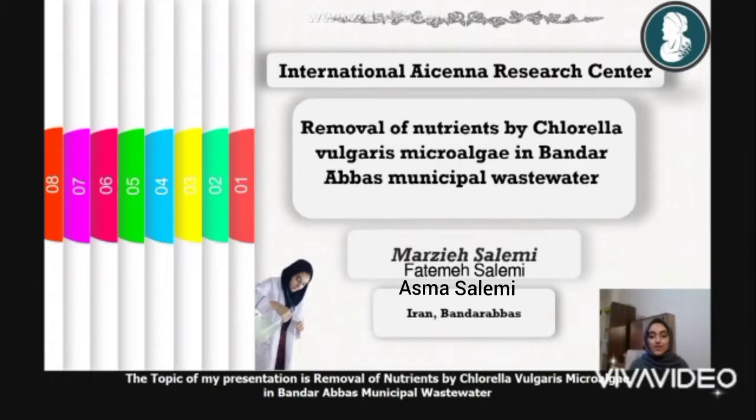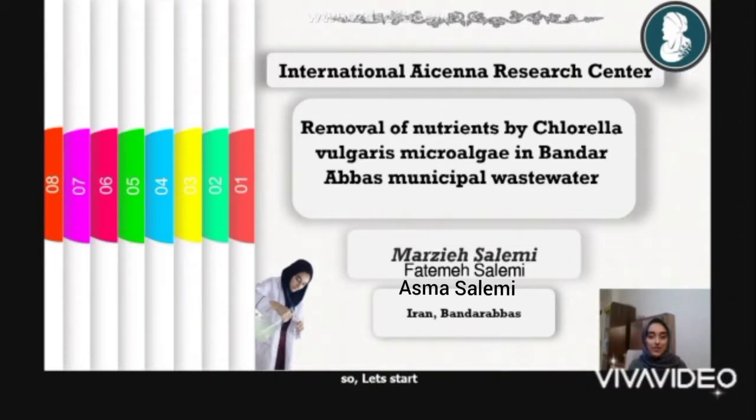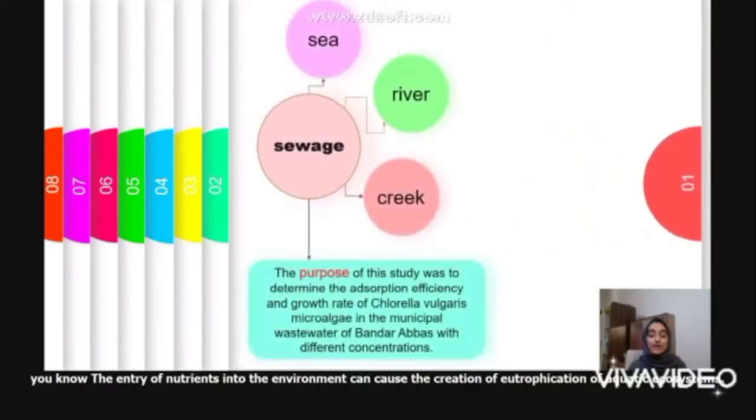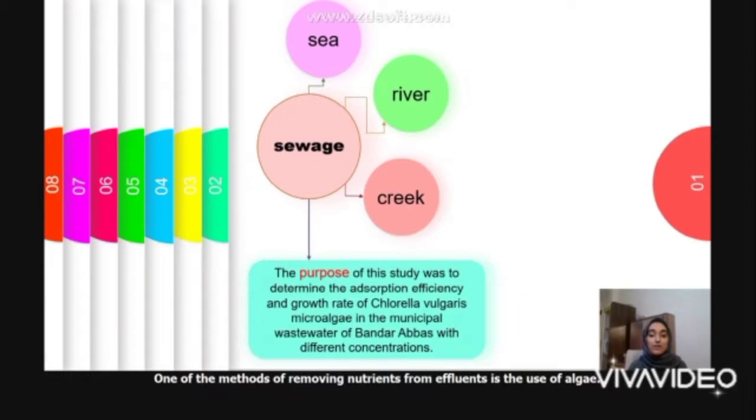The topic of my presentation is removal of nutrients by Chlorella vulgaris microalgae in Bandar Abbas Municipal Wastewater. So let's start. The entry of nutrients into the environment can cause eutrophication of aquatic ecosystems. One of the methods of removing nutrients from effluent is the use of algae. Algal purification is a new and inexpensive technology for this purpose.